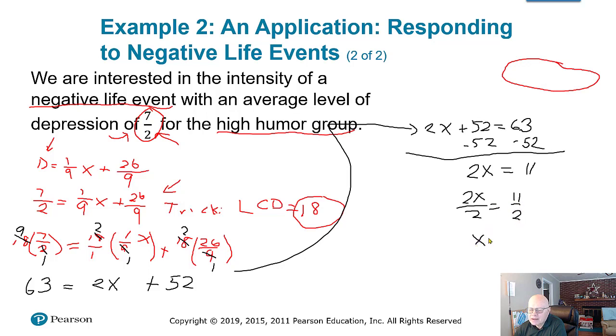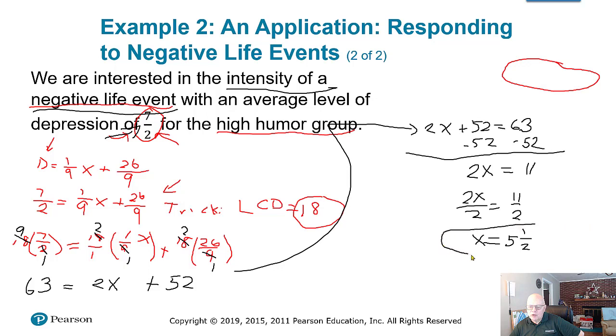And my x is 11 halves, or 5 1/2. Now we might want to go back. What does the 5 1/2 represent? It represents the intensity of a negative life event that produces depression of 7 halves.